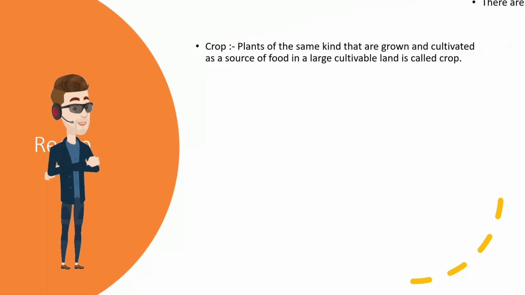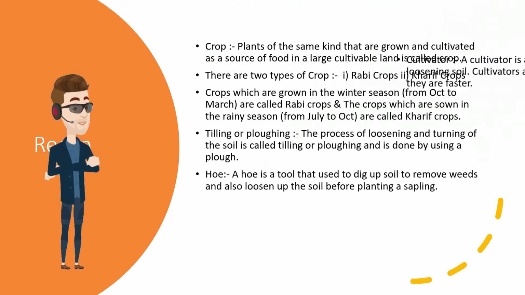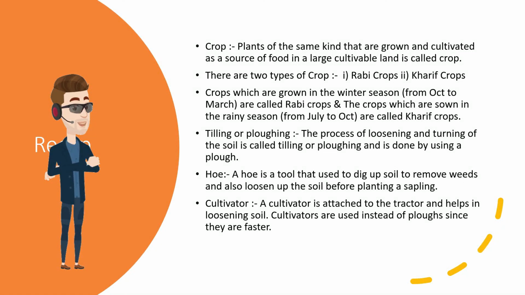Recap. Crop, plants of the same kind that are grown and cultivated as a source of food in a large cultivable land is called crop. There are two types of crop: one, Rabi crops, two, Kharif crops. Crops which are grown in the winter season, from October to March, are called Rabi crops. The crops which are sown in the rainy season, from July to October, are called Kharif crops. Tilling or plowing, the process of loosening and turning of the soil is called tilling.